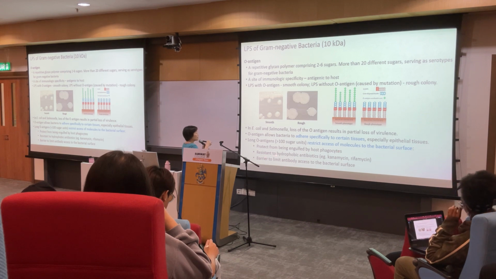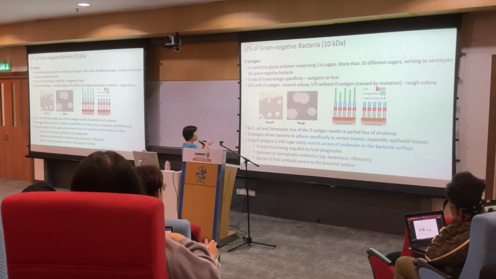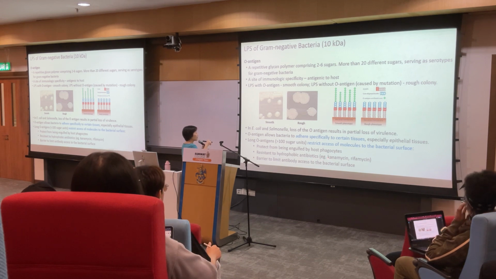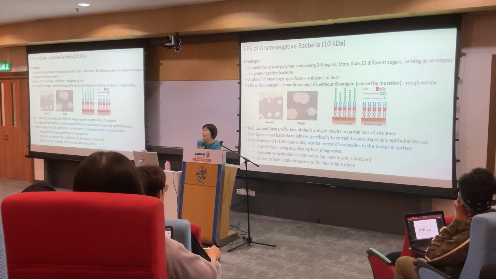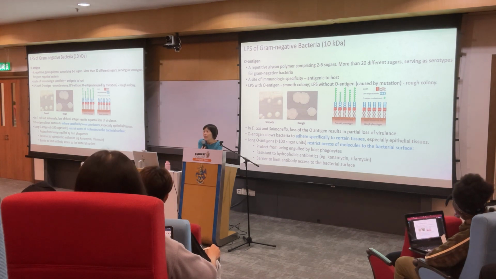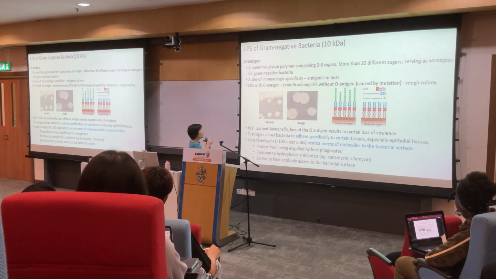And also, of course, resistance to hydrophobic antibiotics. Why? Because some antibiotics, such as kanamycin, are hydrophobic. And you know that the O antigen is made up of a chain of sugar. Sugar, as a carbohydrate, is highly hydrophilic. So because they are hydrophilic, they resist the hydrophobic antibiotic.